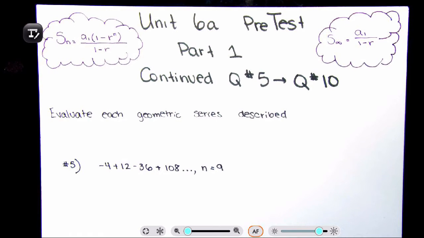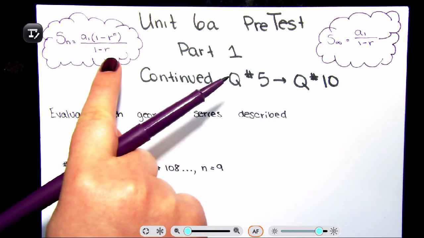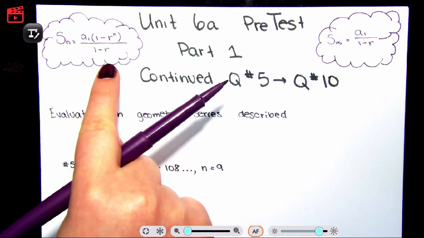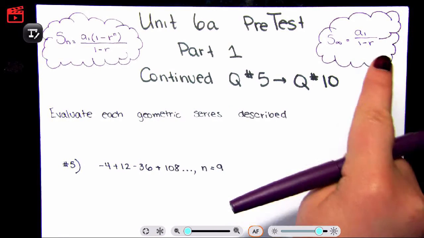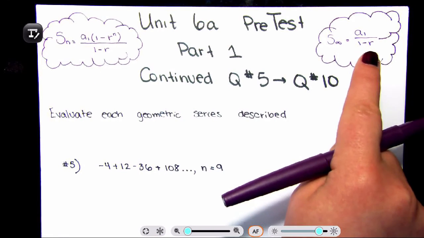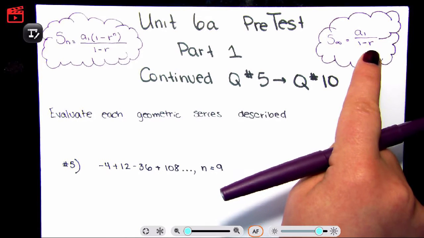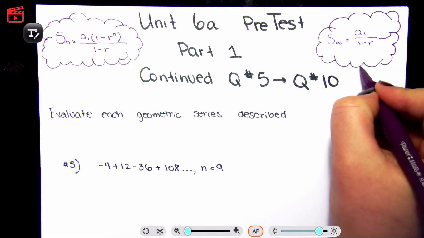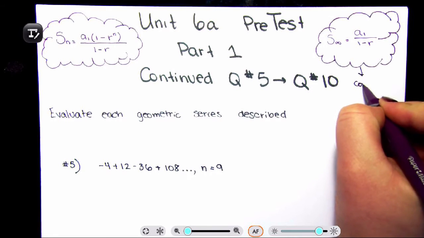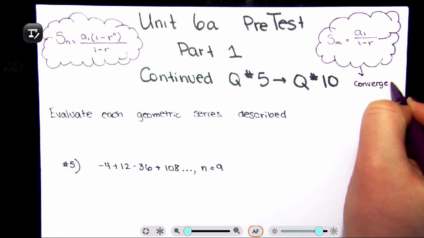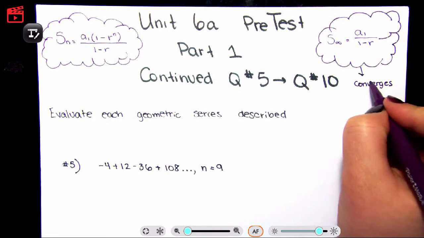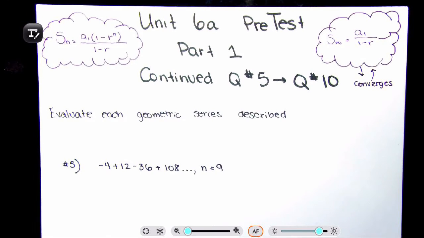And I already put in a geometric series formula here in this thinking bubble and a geometric infinite series formula in this bubble. Now remember, for the infinite formula, you have to check if this converges or diverges. And if it converges, then we can use the formula. If it diverges, we cannot. All right, let's go ahead and jump in.